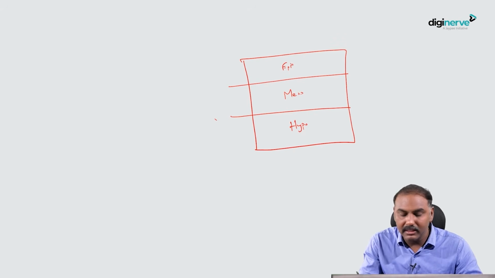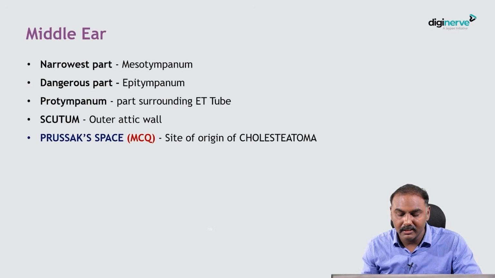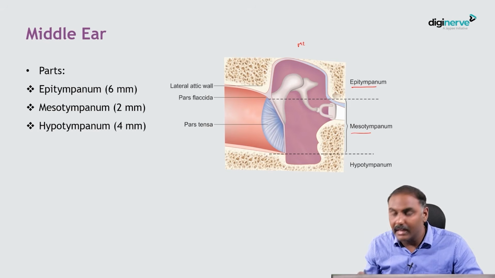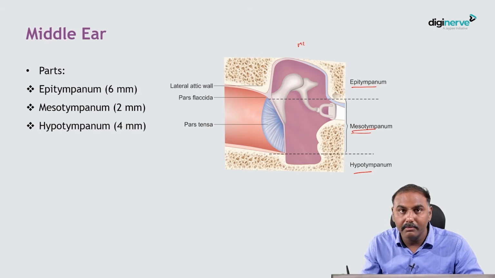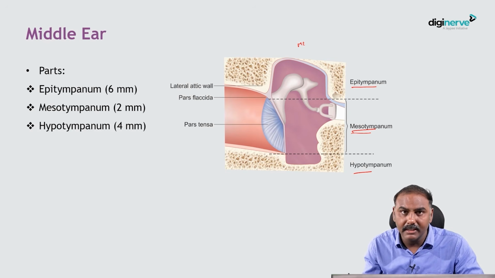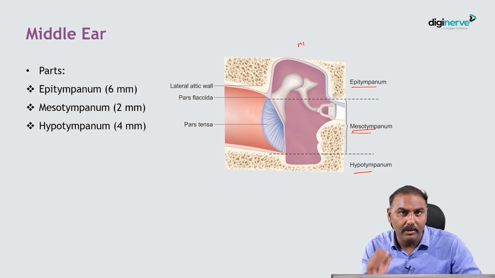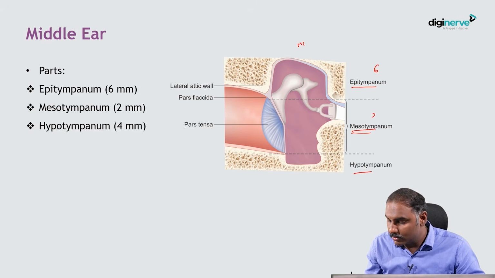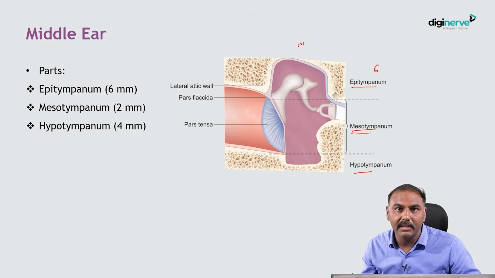When we see the pictures, this is the middle ear. We are dividing the middle ear into epitympanum, mesotympanum, and hypotympanum. Epi above, meso in the middle, and hypo in the floor. Now the dimensions of the epitympanum, mesotympanum, and hypotympanum are a very important MCQ. It has been asked multiple times. Have it in mind. Its dimension is, it's not the same in the picture, around 6, 2 and 4. So 6 millimeter, 2 millimeter and 4 millimeter.